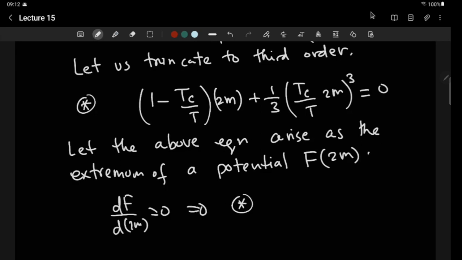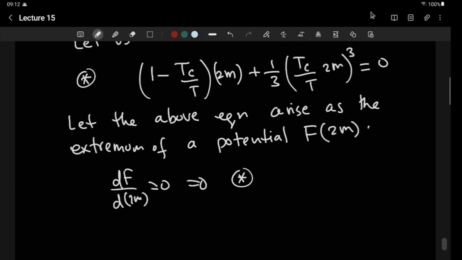So what is this f of 2m? How do we figure that out? We know the equation, df by d2m. What do we have to do to determine f? We have to just integrate. Nothing fancy, right? So we just integrate. And I put 2m in. Let's call the variable x now, so x equal to 2m.